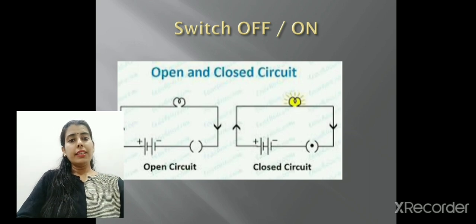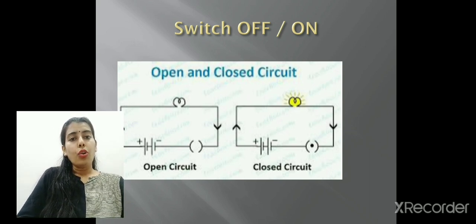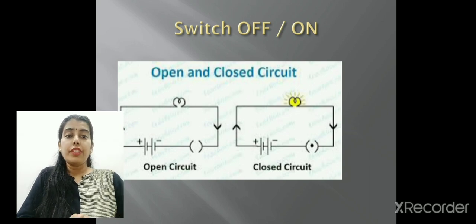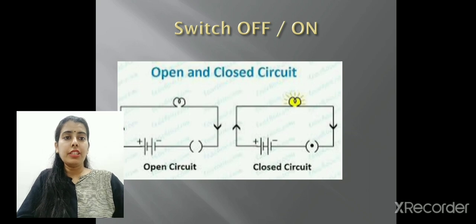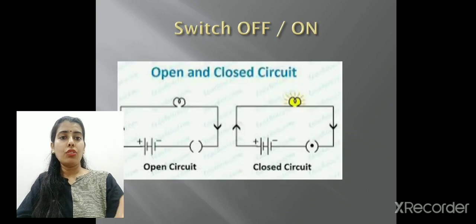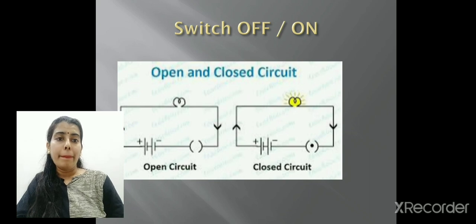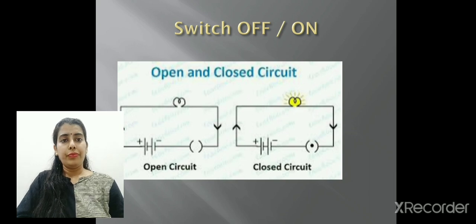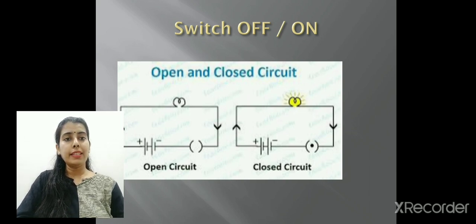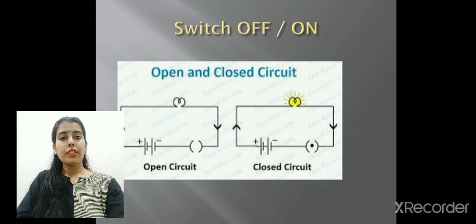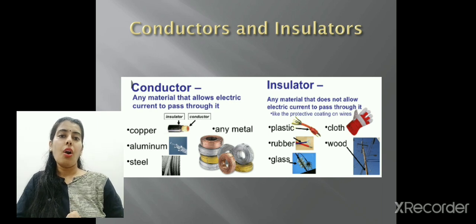Whether the circuit is said to be open or closed depends upon the position of the switch. If the switch is off, as in the first figure, the circuit is said to be open because the current will not flow and the bulb will not glow. So switch is off, circuit is open. When the switch is closed, you can see in the slide the bulb is showing yellow light. That means the bulb is glowing. So the circuit is closed when the switch is on.